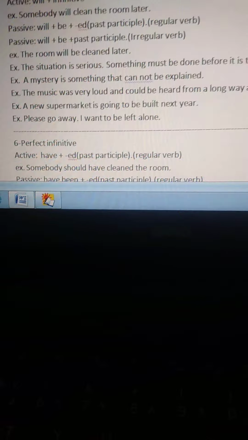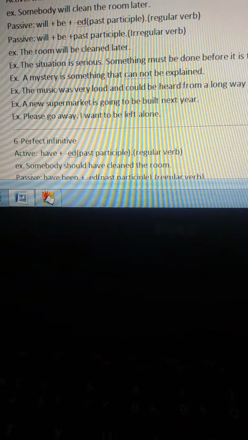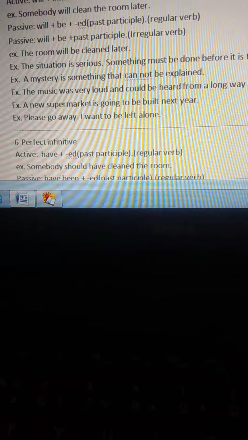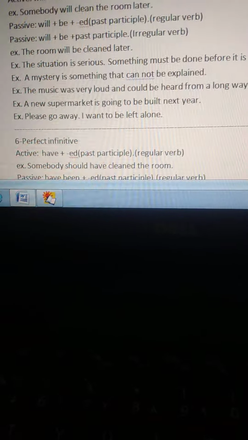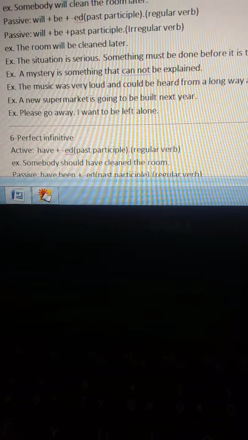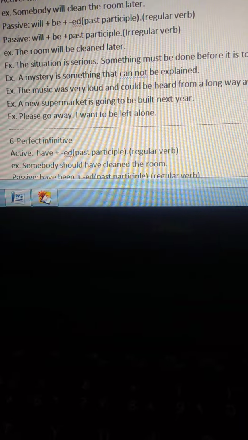Fifth sentence: a new supermarket is going to be built next year. The final sentence: please go away. I want to be left alone.